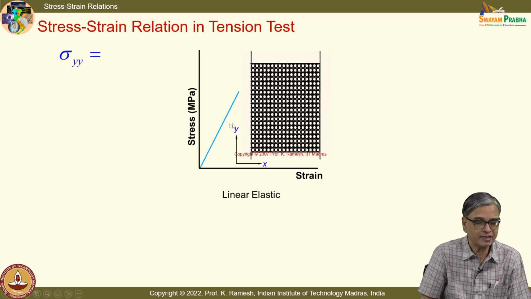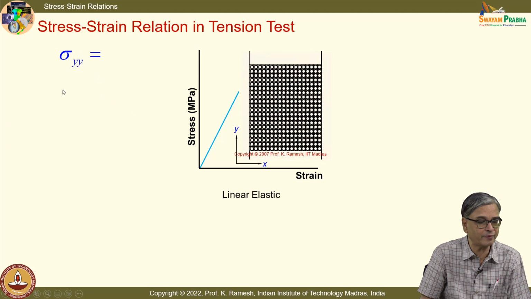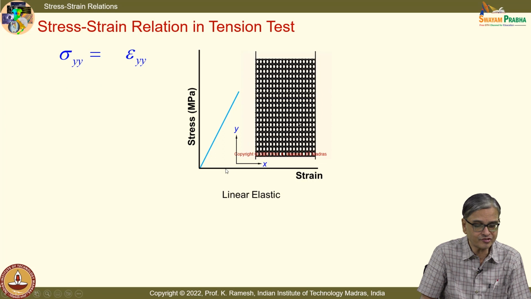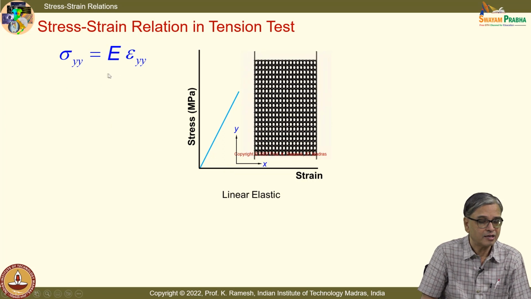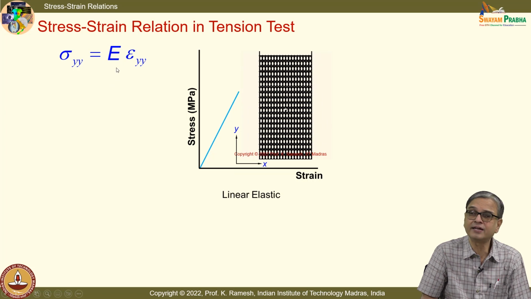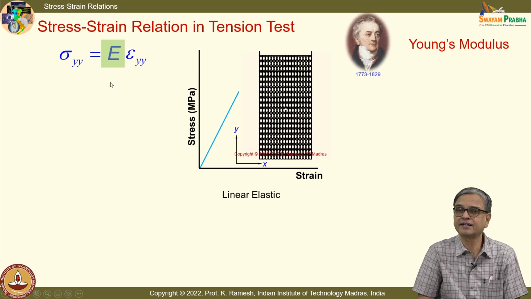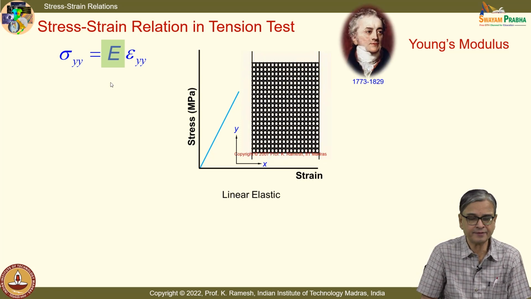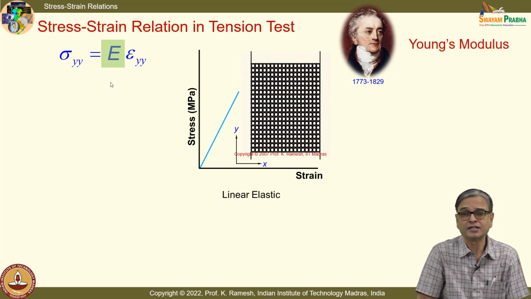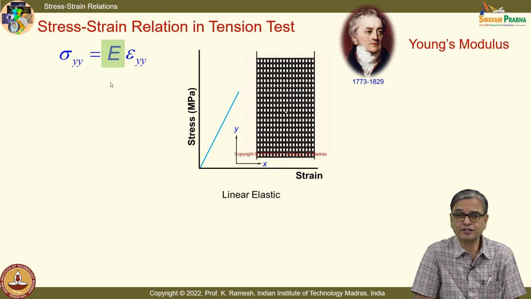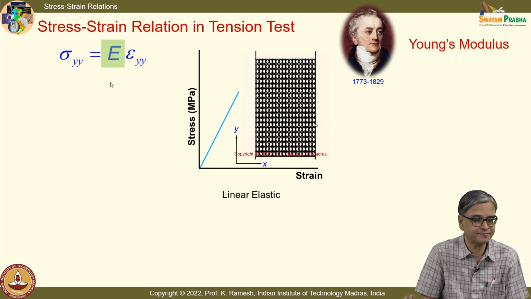I have pulling in the y direction, so I essentially apply sigma yy, that is related to the strain epsilon yy by a material parameter called Young's modulus. It is labeled as E in honor of Young, Thomas Young. Okay, but we've seen that this linear relationship was first hypothesized by Bernoulli. Okay, the brother of the first Bernoulli.